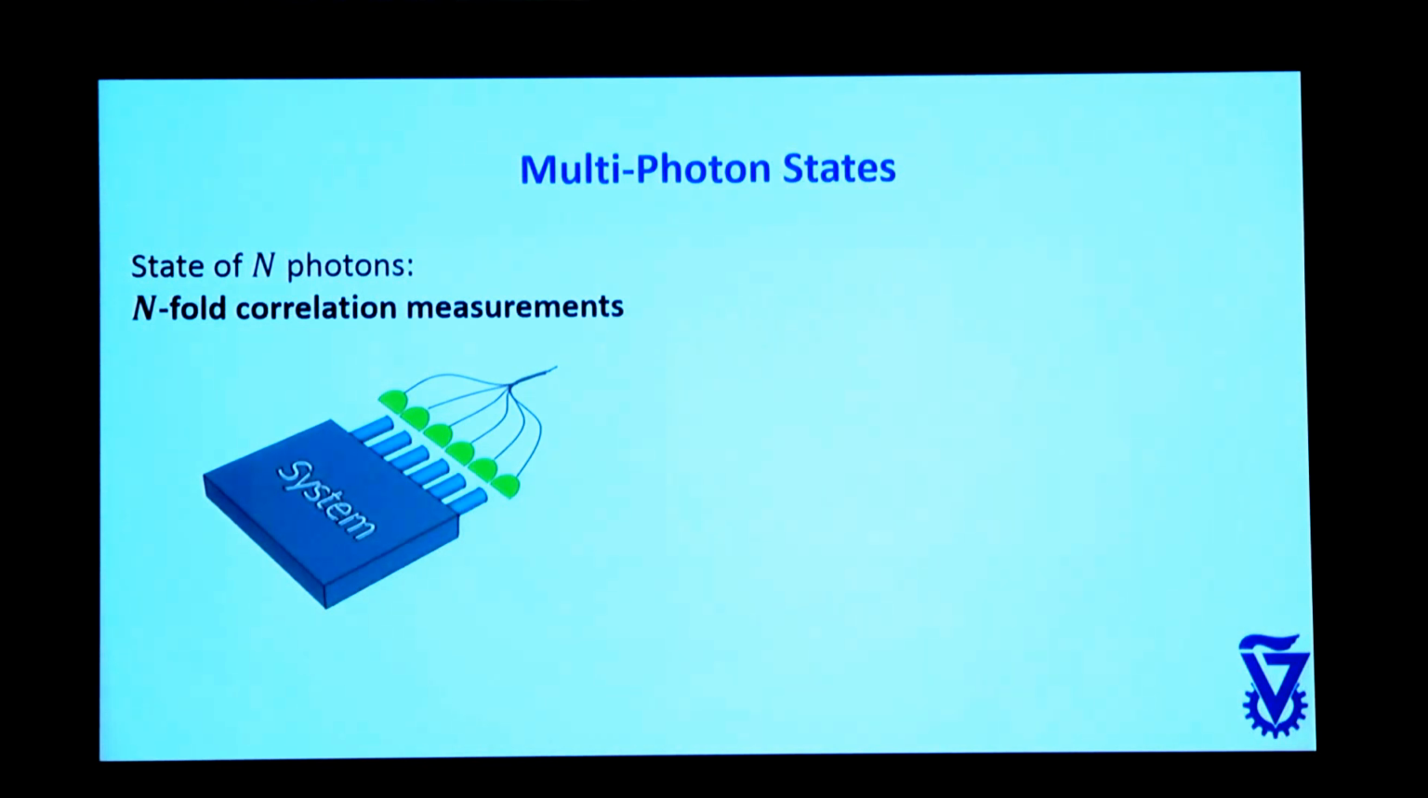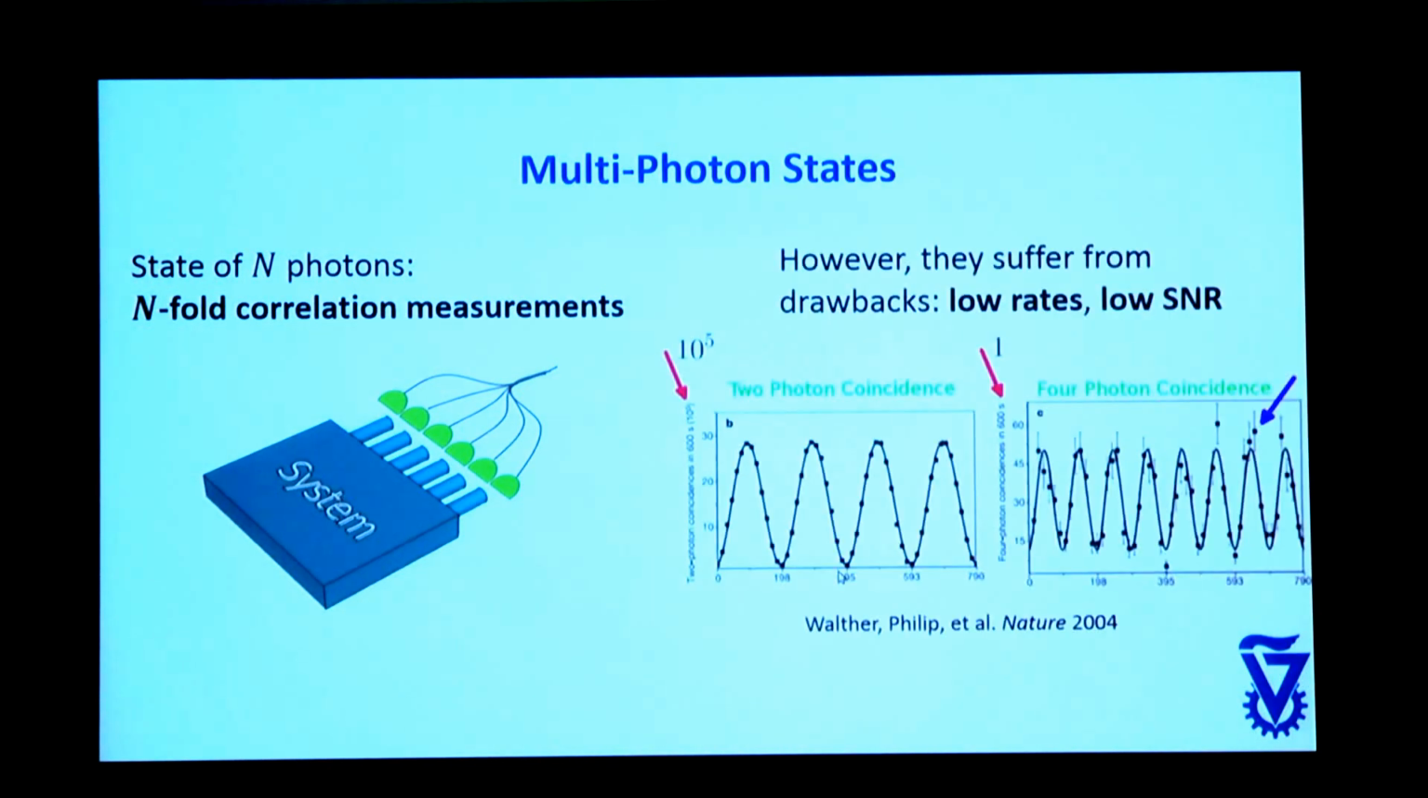What about photon states? Now, suppose you have a state of n photons. In order to characterize this state, you would need n-fold correlation measurements. For these measurements, you take your system and you place n detectors at the output. And you wait until you get simultaneous n detection events. In this case, you get one measurement for your statistics. The problem with these is that when you go to high n, where n can be even higher than 2, you suffer from low rates, which affect your SNR.